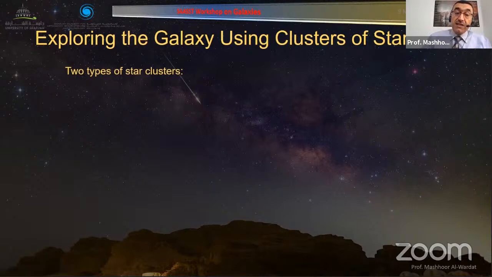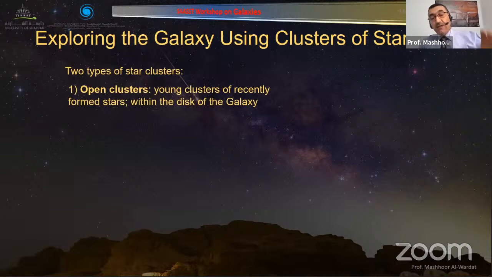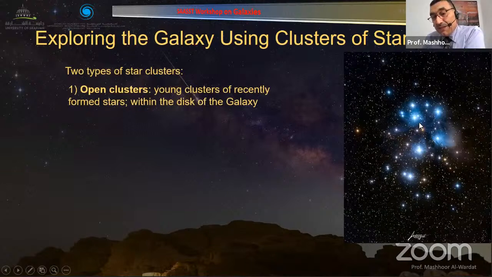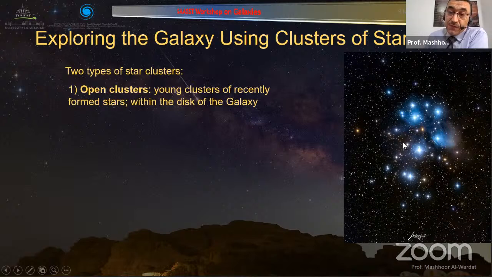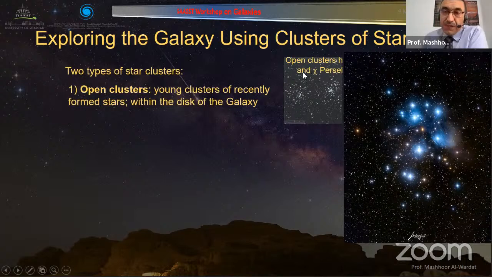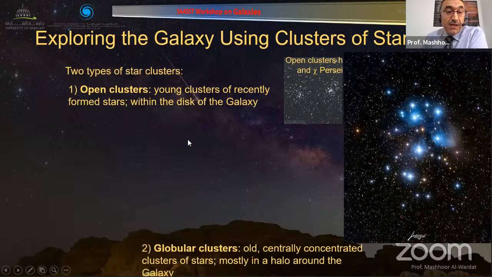Two types of star clusters: we have the open clusters and we have the globular clusters. This is one of the open clusters, the Pleiades. This image was also taken by Abdel Hadi from Wadi Ram in Jordan, recently, last winter. And this is another one from another site, an open cluster, which is h and Chi Persei. Open clusters are young clusters of recently formed stars, still blue, as you can see, and there's still some gas around them, like new chicks, within the disk of the galaxy.